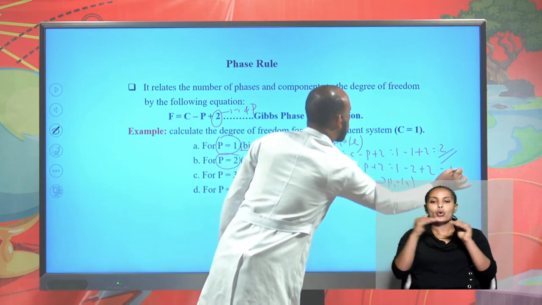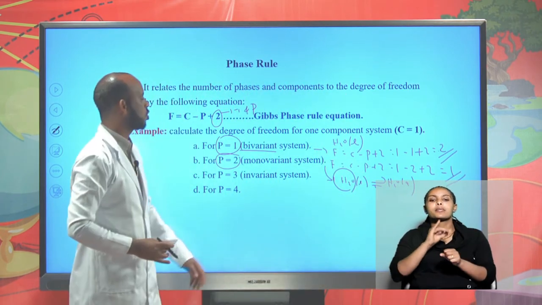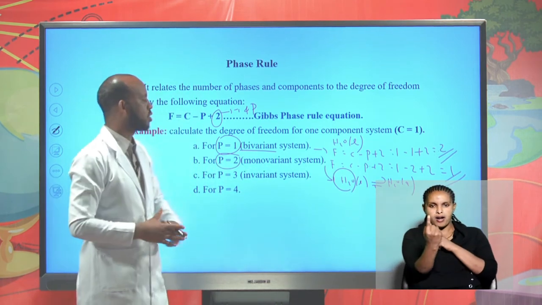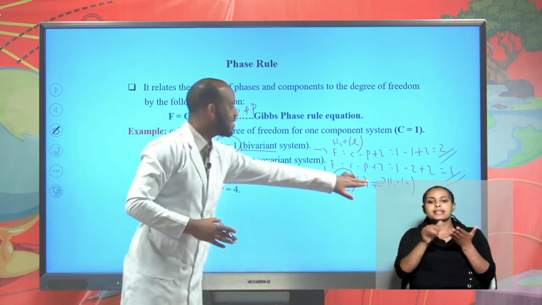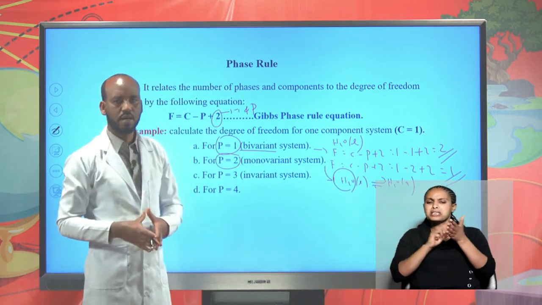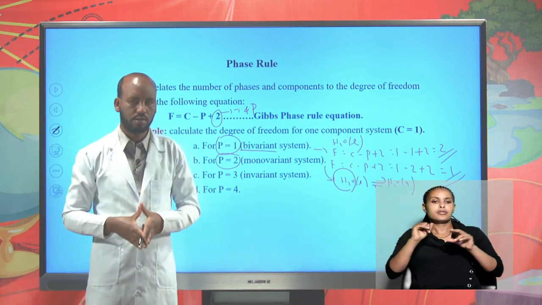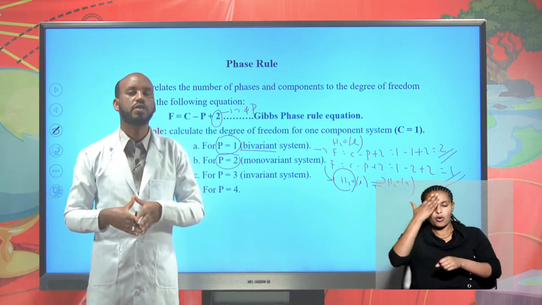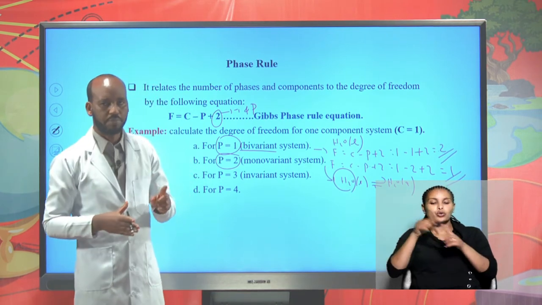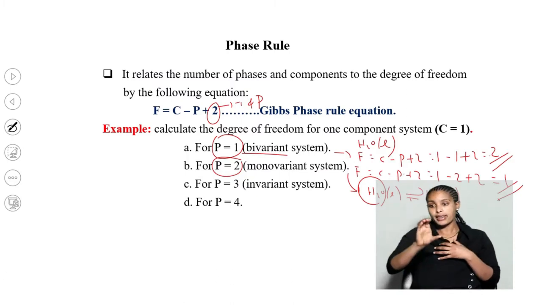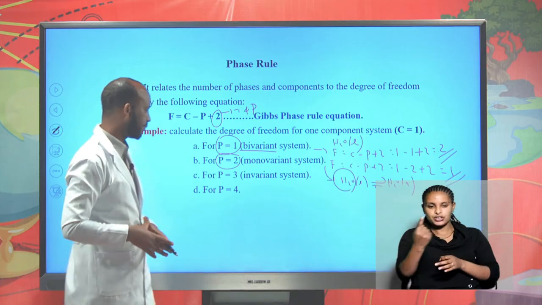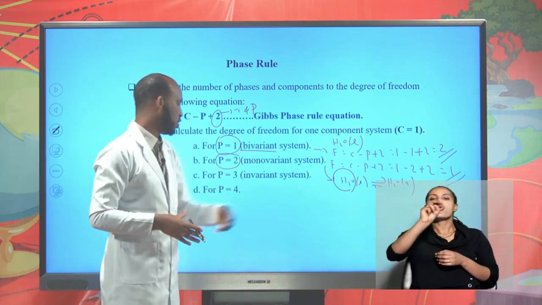plus 2 equals 1. Now this system is a monovariant system. Only one variable is required to describe this system. What does this mean? If temperature is known, then pressure is fixed. Or if pressure is known, temperature is fixed. To describe a one-component system with phase 2, only one variable is required. We call it a monovariant system.